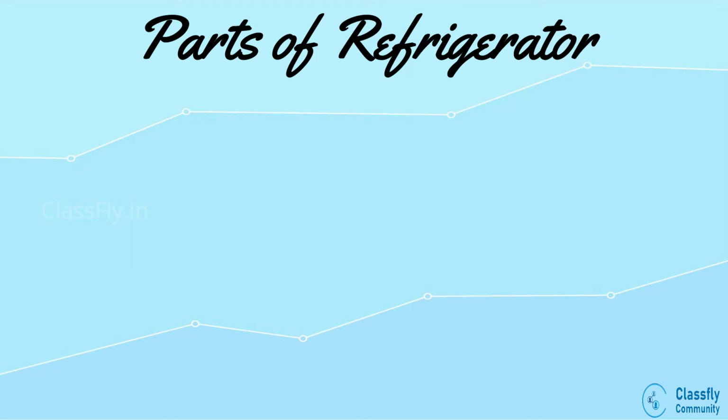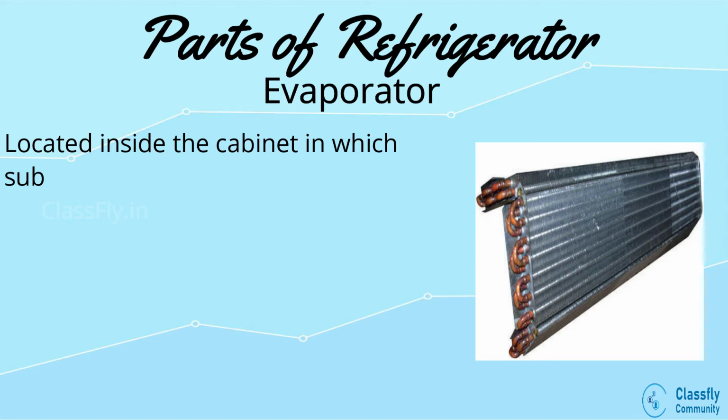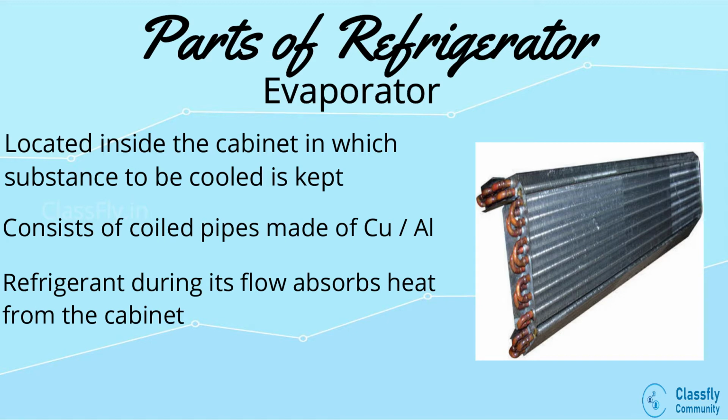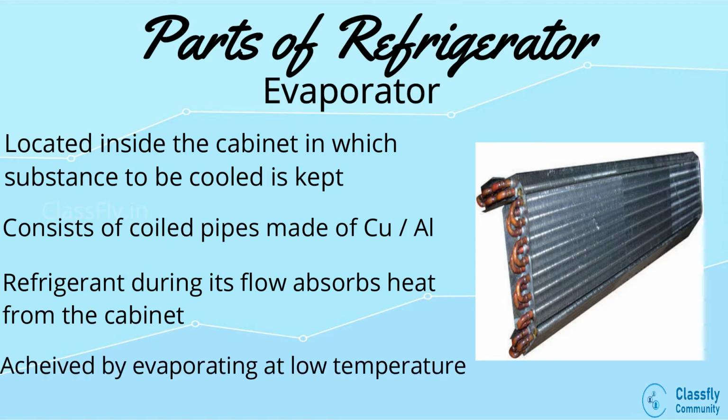They are the evaporator. Well, this is a component which is located inside the cabinet in which the substance has to be cooled. This consists of a coiled set of pipes which are made up of copper or aluminium through which the refrigerant will flow. Refrigerant during its flow through these coils will absorb heat from the cabinet by evaporating at low temperatures.